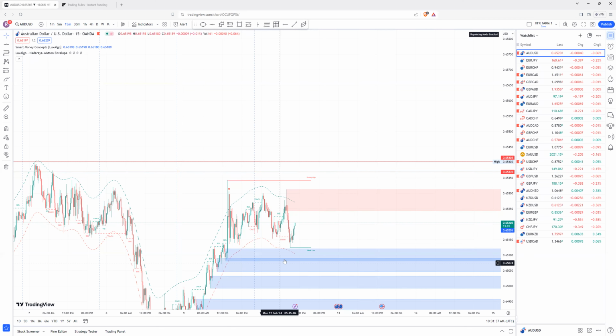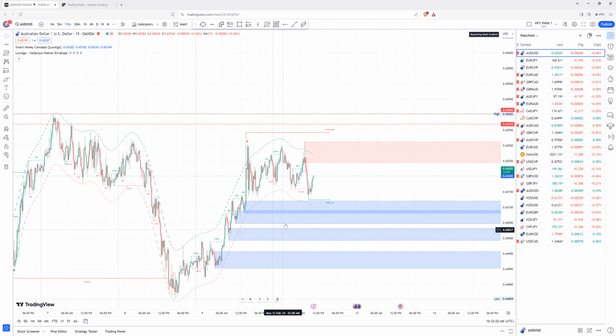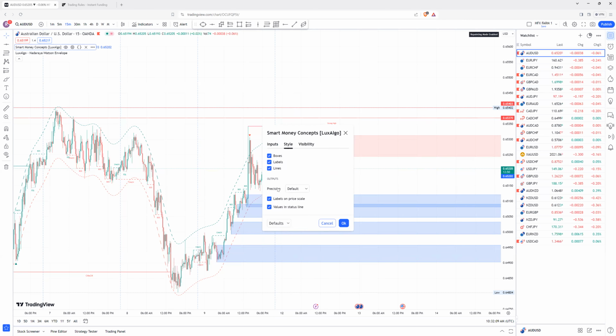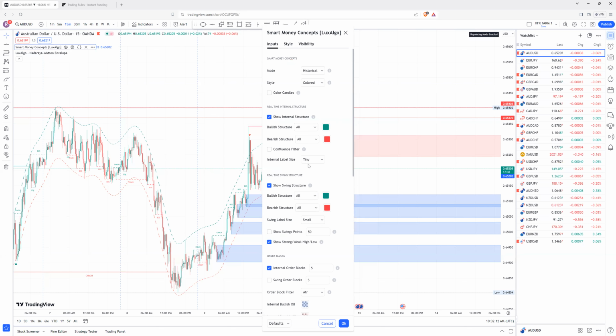So this is another block. This is another block. This is another block. So Nadaraya plots other blocks for you, and you can also make settings on it. For example, I like to remove some stuff when I'm using Nadaraya. Let's do that together. Show internal structure. I don't like internal structure.